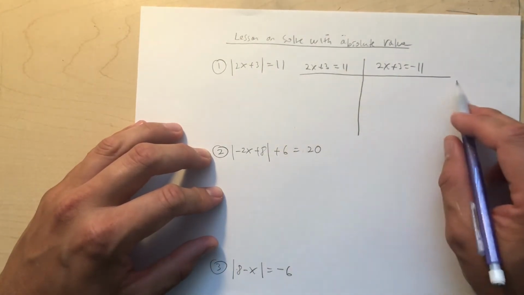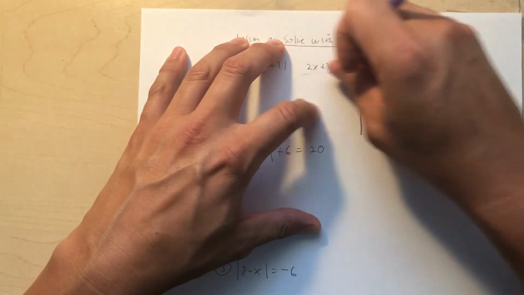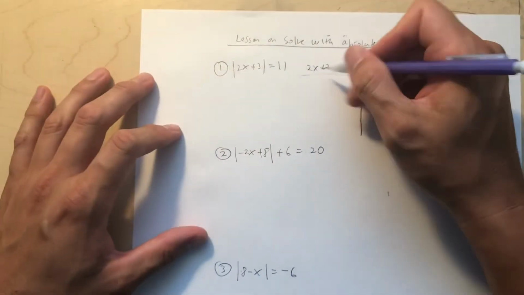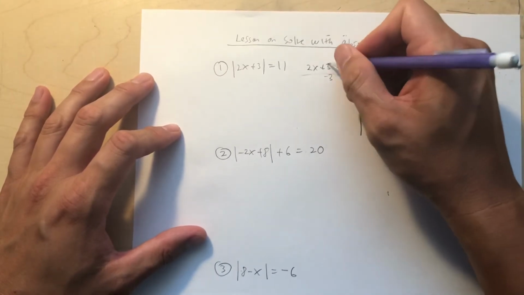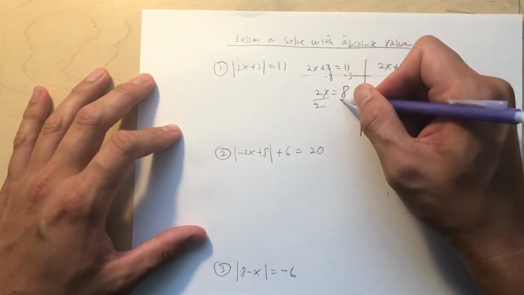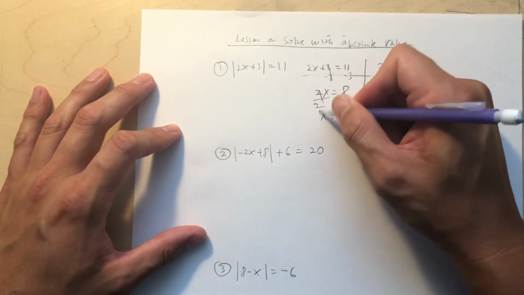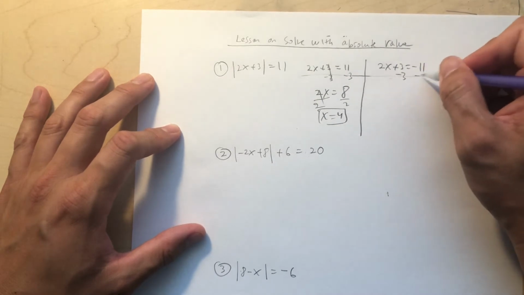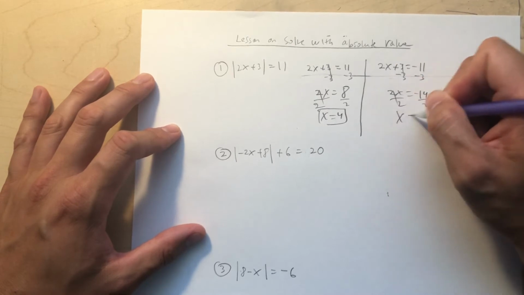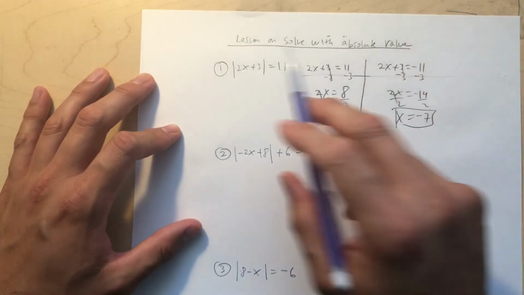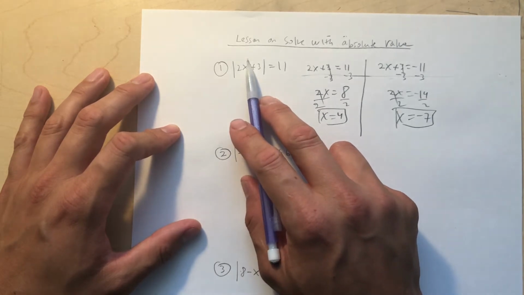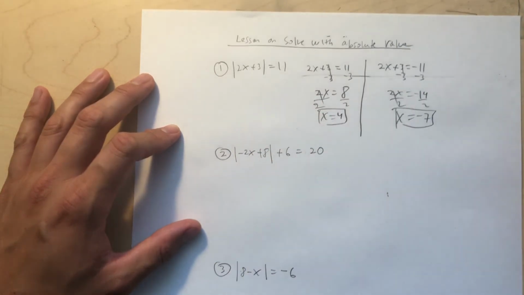In fact, you know what? You shouldn't make that bar. Let me erase that real fast. All right, let's go ahead and solve it. I'm going to subtract 3 from both sides. That will give me 2x is equal to 8. So divide by 2, x is equal to 4. And then this one, subtract 3 from both sides. 2x is equal to -14, divide by 2, x is equal to -7. So again, x can be 4, and x can also be -7, because that would turn into 11 and also -11, which makes it there are two answers, all right?